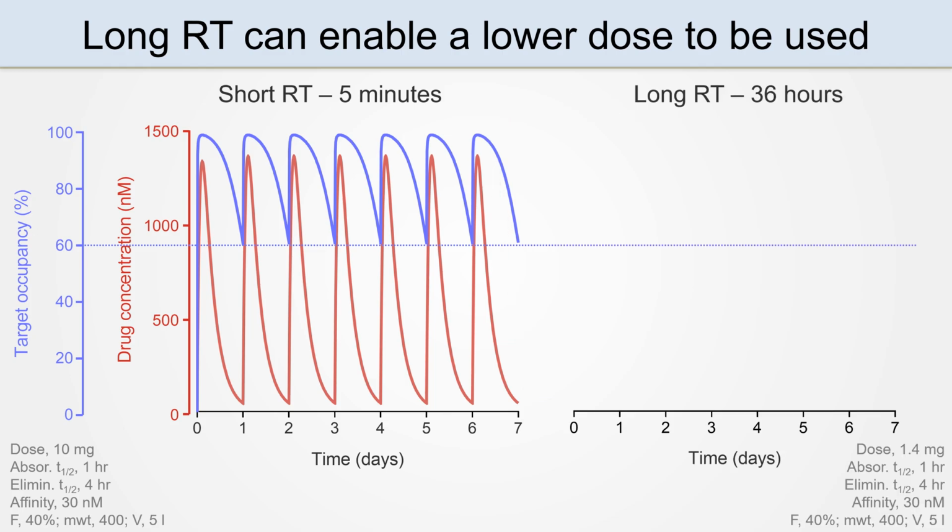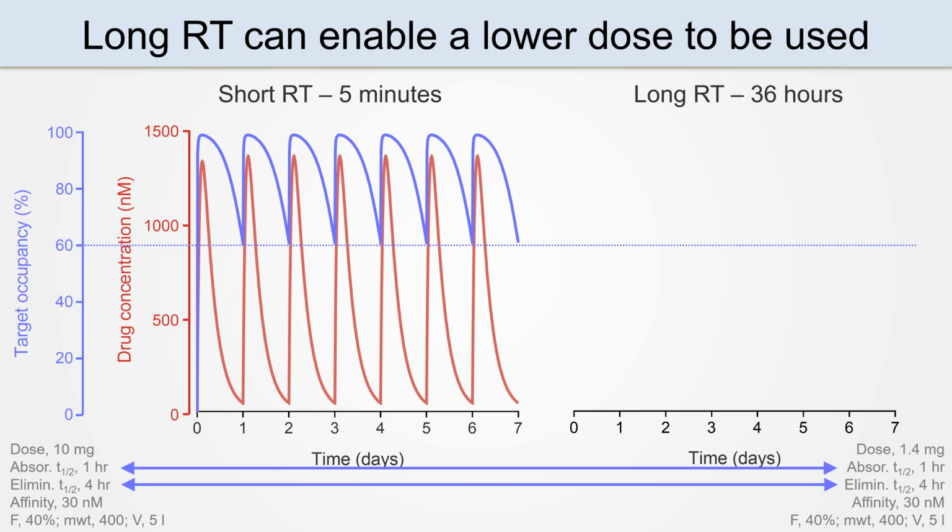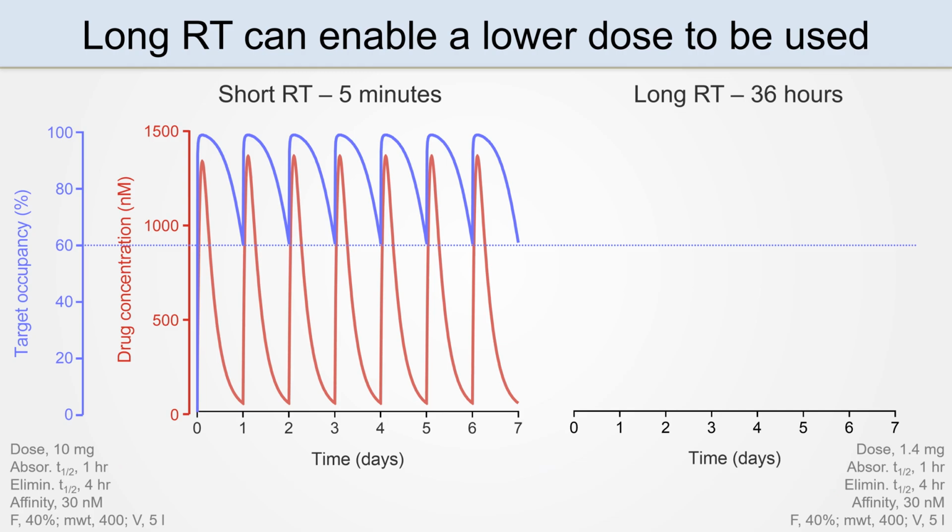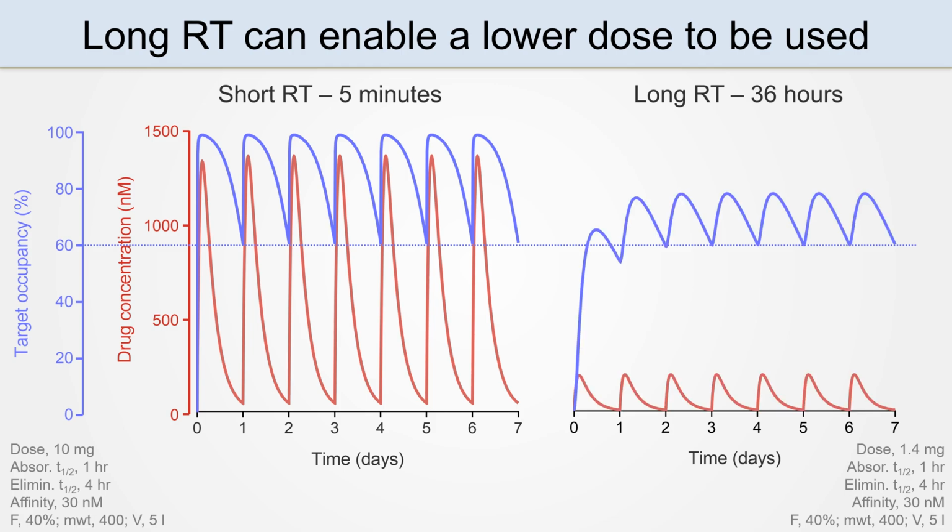Now let's look at a compound with a long residence time of 36 hours. We're going to use the same y-axes as we used before. We assume the affinity of the compound is the same as that for the short residence time drug at 30 nanomolar. We also assume compound absorption and elimination is the same as that for the short residence time drug. So how much drug do we need to stay above our 60% target occupancy threshold for our long residence time drug? We need much less, as it turns out.